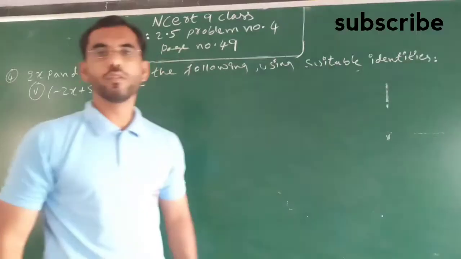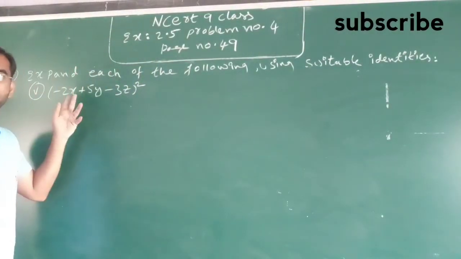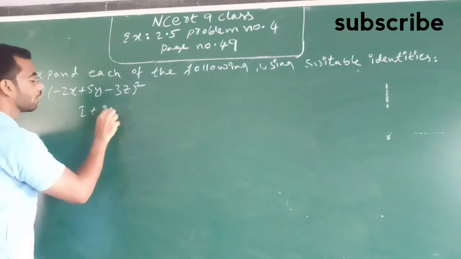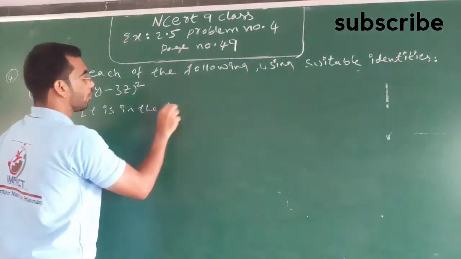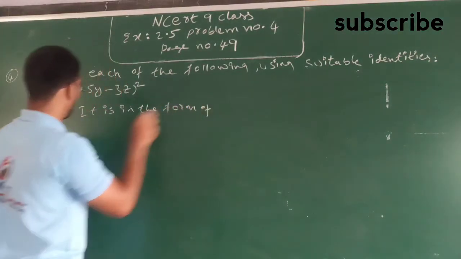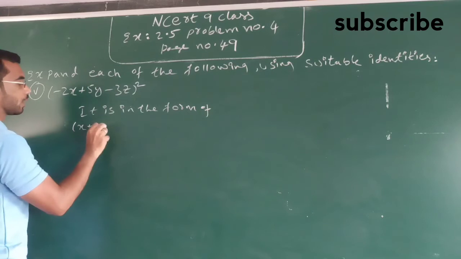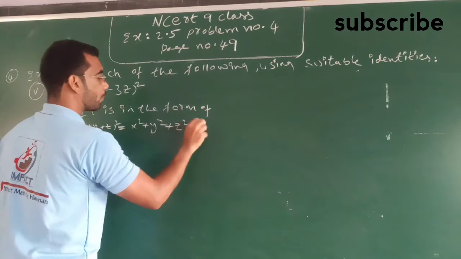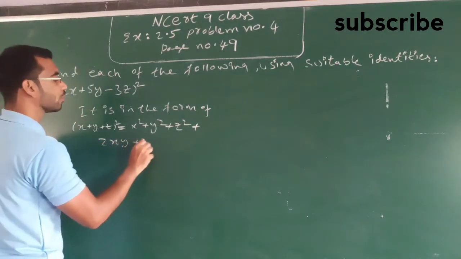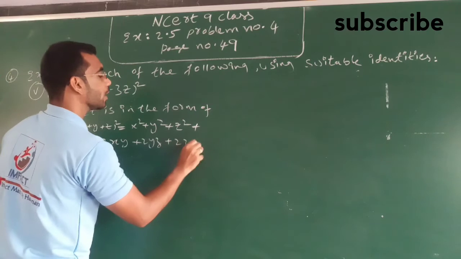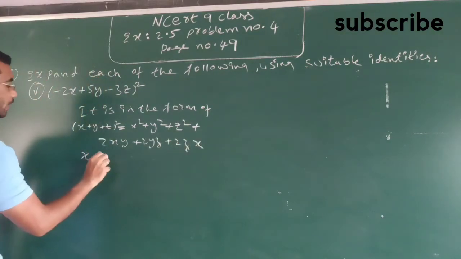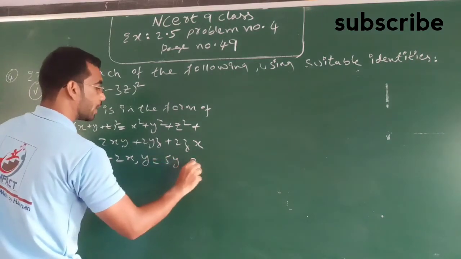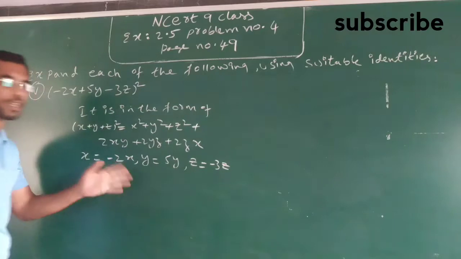Okay. Now we will go for the next one. Minus 2x plus 5y minus 3z whole square. It is in the form of x plus y plus z whole square is equal to x square plus y square plus z square plus 2xy plus 2yz plus 2zx. Now x is equal to how much? It is minus 2x, y is equal to 5y, and z is equal to minus 3z. We will substitute in the formula.